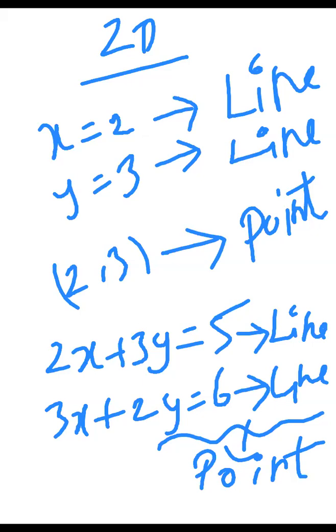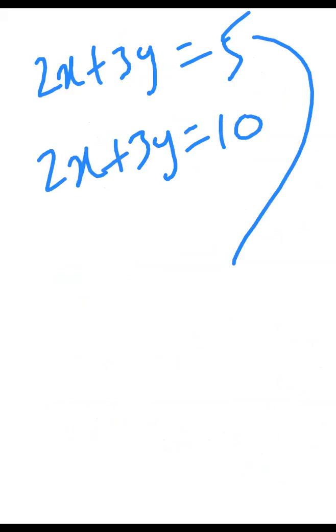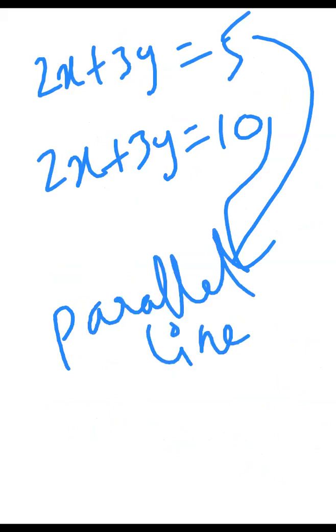In some cases, if the equations are inconsistent, say for example 2x plus 3y is equal to 5 and another equation 2x plus 3y is equal to 10, then we have seen that these two are parallel lines. Parallel lines have no solution.